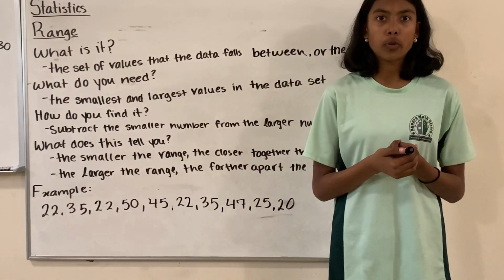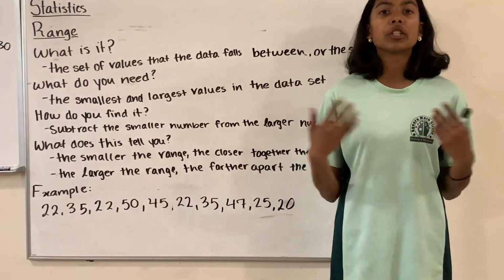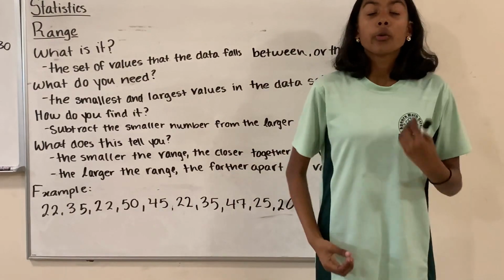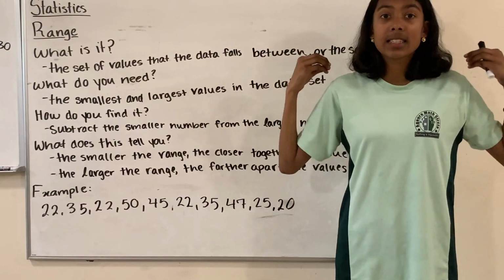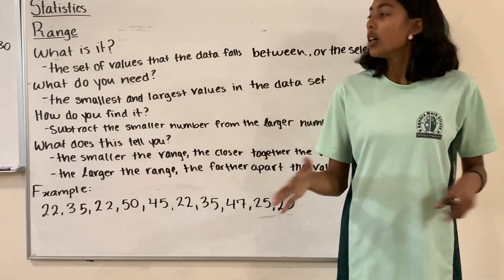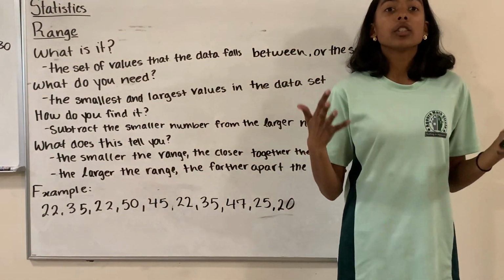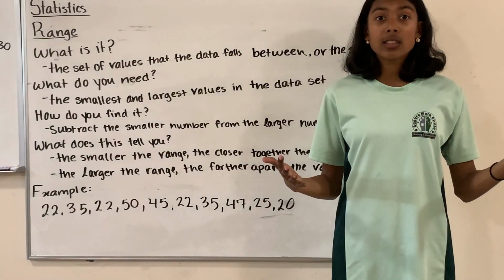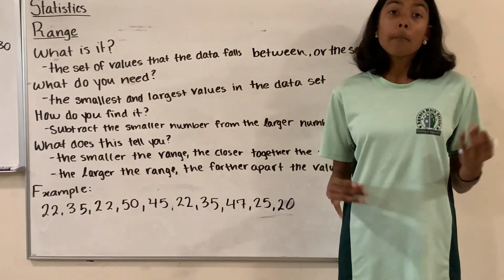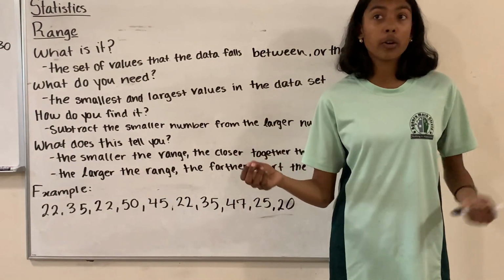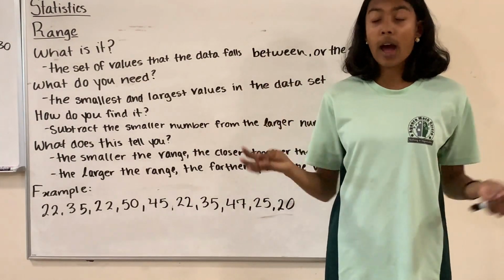So now we move on to our first statistical tool of today, which is range. So what is range? Range is basically the set of values that the data falls between, or it can be the selection that you're offered. What do you need? To find range, all you need is the smallest value and the largest value in your data set. How do you find it? Basically, you subtract the smaller number from the larger number, and there you have range.